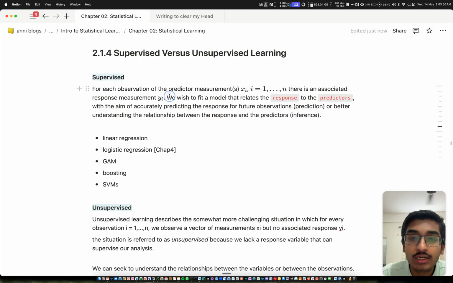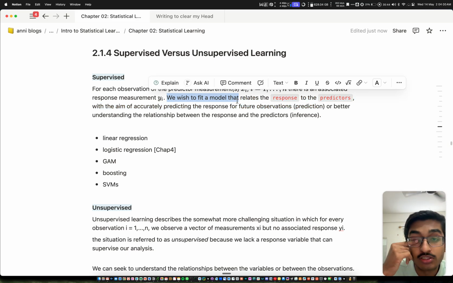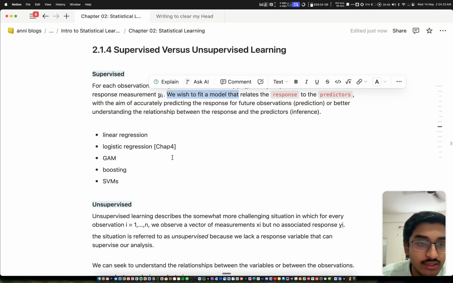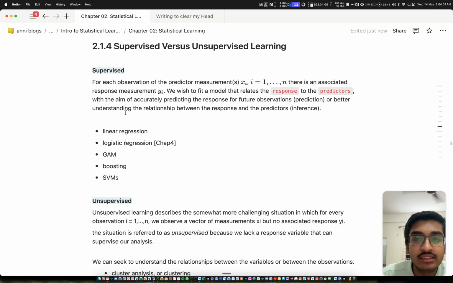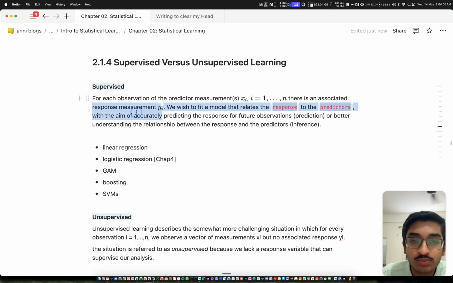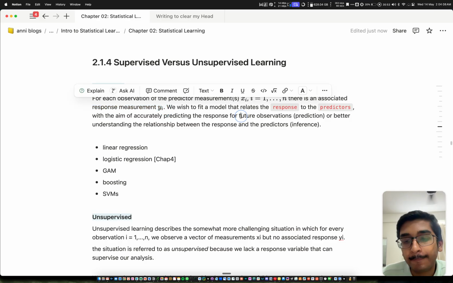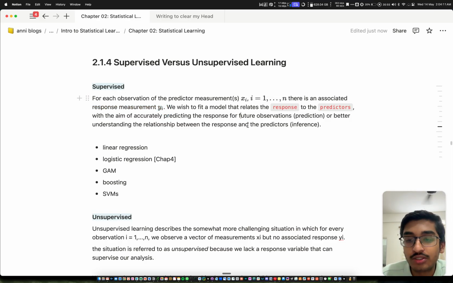So we wish to fit a model that relates a response to the predictors, and we want to accurately predict the response of future observations, right? So again, these are various methods, and there is an associated response measurement yi to each xi. That's essentially what supervised learning is.